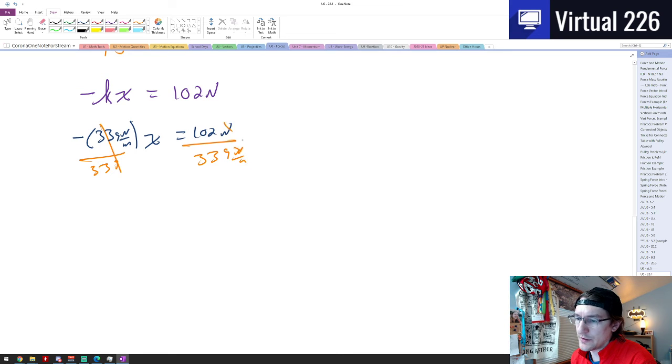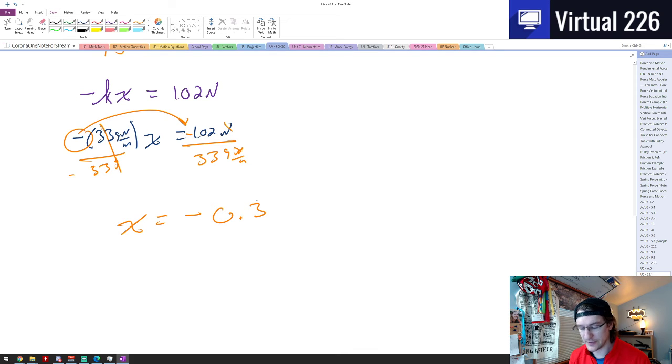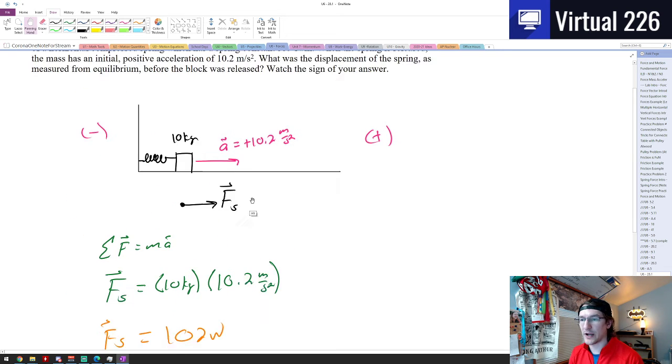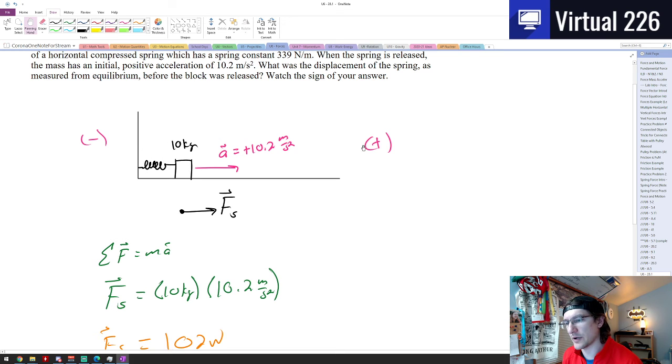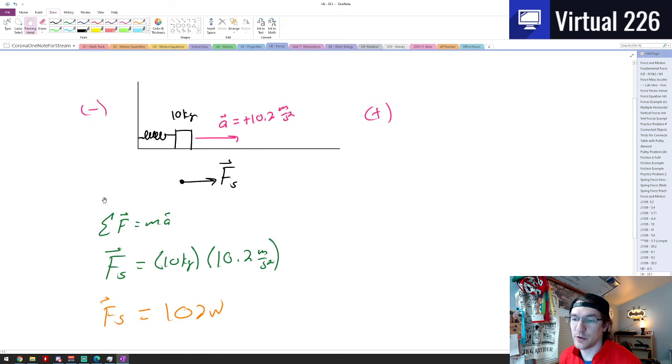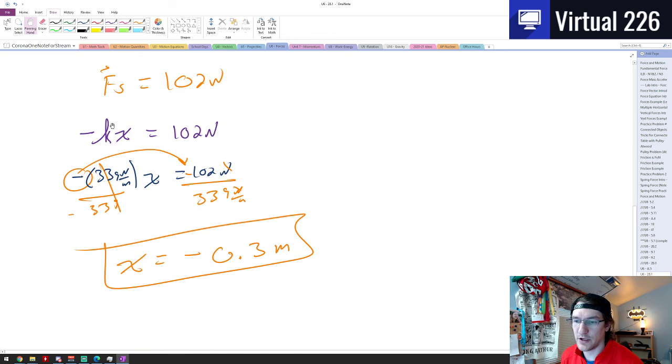If we simply divide each side by the 339, the newtons will divide out, the meters will become our unit, and technically speaking, if we want this in terms of x, we should divide by the negative as well. So let's put the negative over there. We're going to find that x equals negative whatever 102 divided by 339 is. That is 0.3 meters for that value. We know it's negative because it has been compressed into the negative direction, because we said the right direction was positive. We just set up a quick little F equals ma and recognized Hooke's law, which gave us our answer.